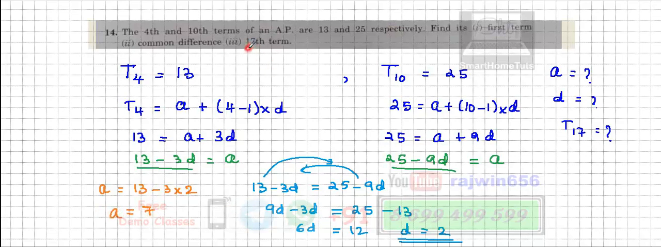Okay, the last part that is there is we are supposed to find T17. This part you are going to do on your own and you are going to send it to me.